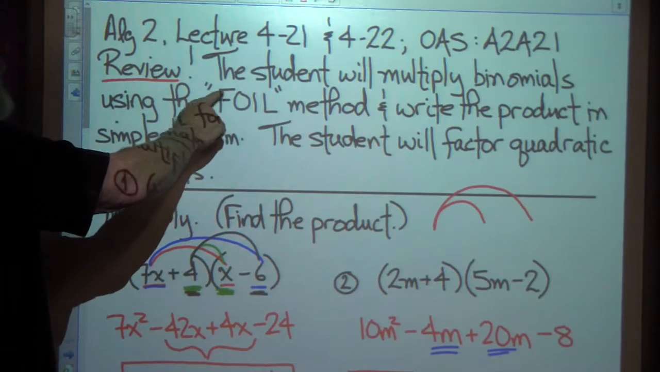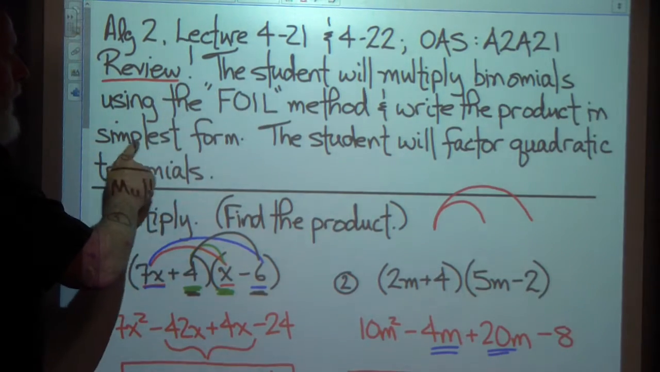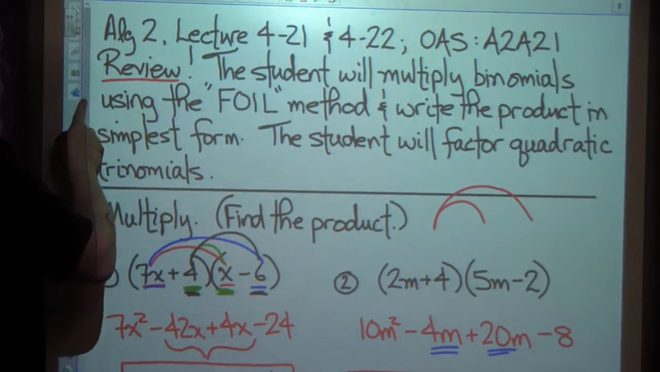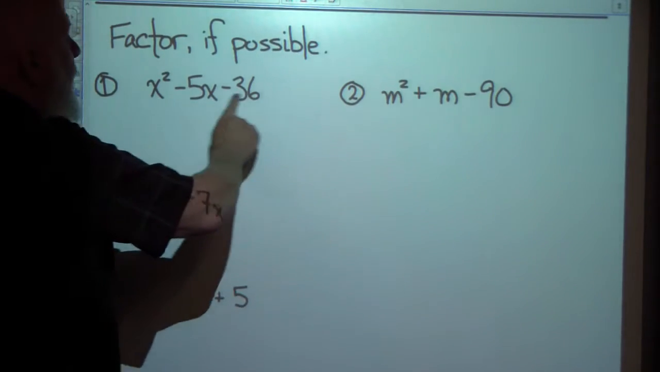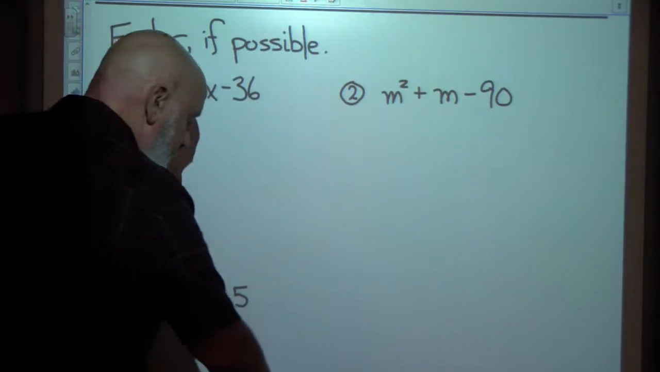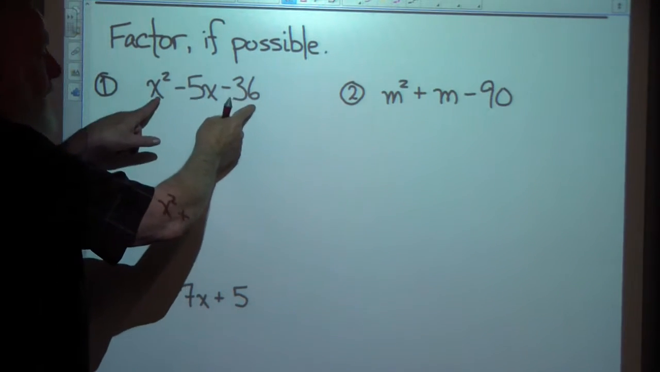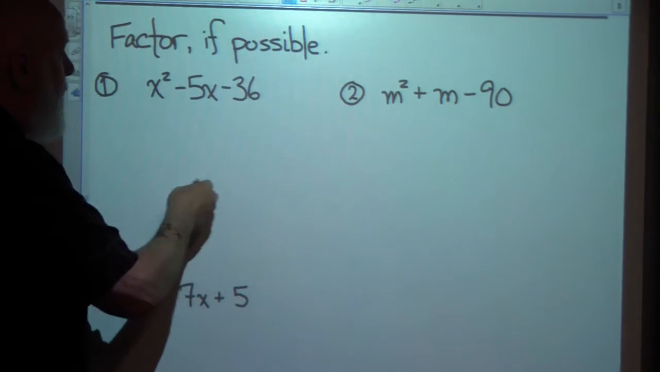So we reviewed multiplying binomials using the FOIL method, and we wrote the product in simplest form by combining like terms, and we're going to factor quadratic trinomials. So that's what we're doing right now. We'll have a quadratic trinomial. The way we factor them is we always first see if they have any common factors that I can factor out, which, that's a 1, that's a 5, that's a 36. There are no common factors.